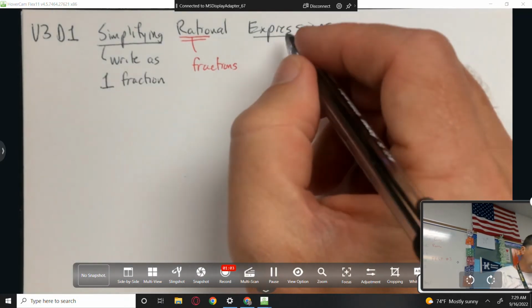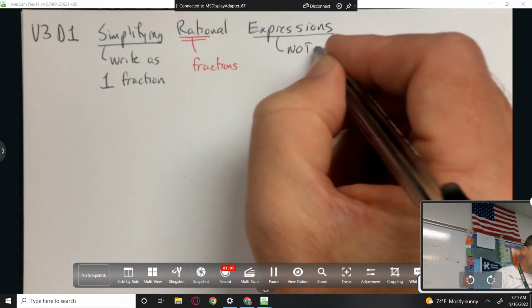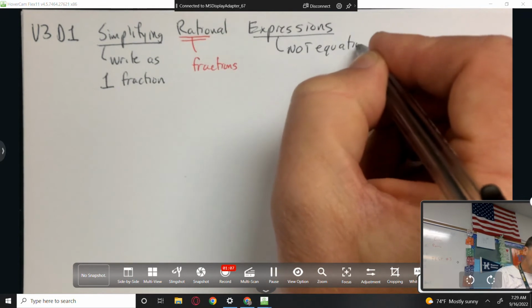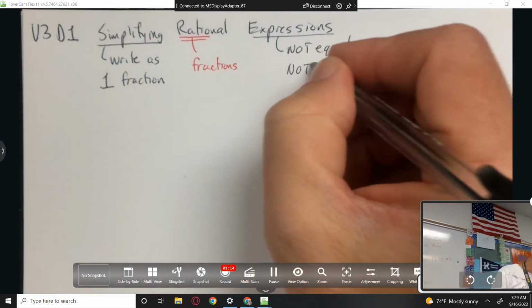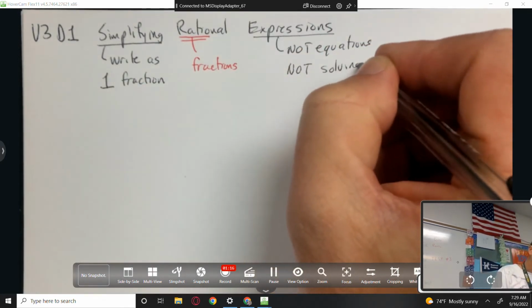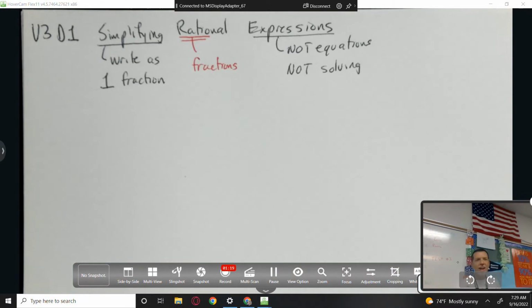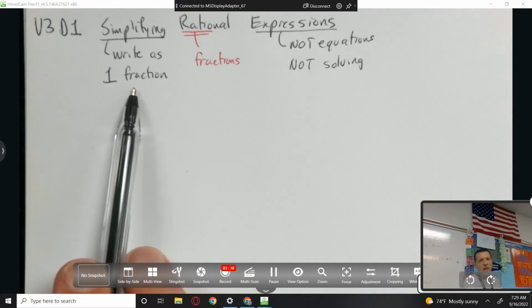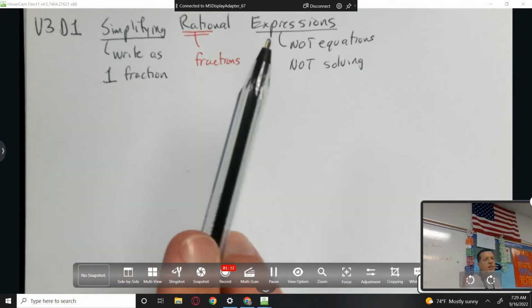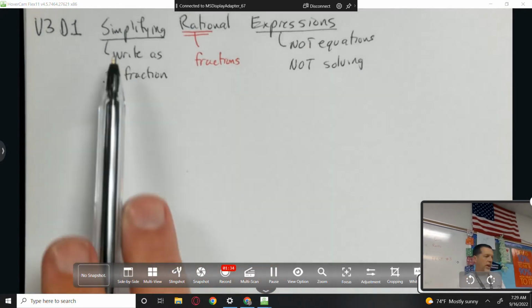Expressions as opposed to equations, so not equations. So we're not solving anything today. So we will not get x equals 12 as an answer. We might get x over 12 or 12 over x. We'll get a simplified problem, but we won't be able to do anything with it because there's not an equation, no equal sign. So we're dealing with fractions, we're not solving them, we're simplifying them.